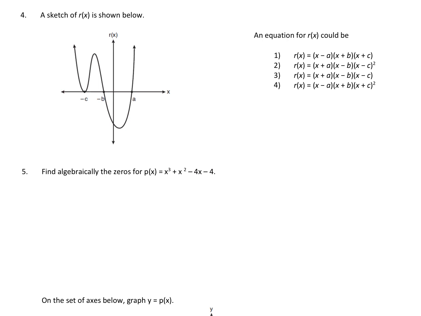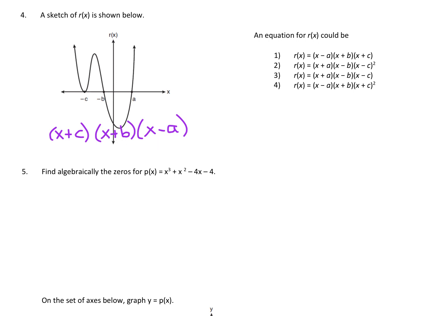All right, number 4, a sketch of r of x is shown below. An equation for r of x could be, well, let's see, if we have zeros at negative c, negative b, and positive a, then that means we have to have factors. Remember, the factors have the opposite signs. So we have factors at x plus c, x plus b, and x minus a.